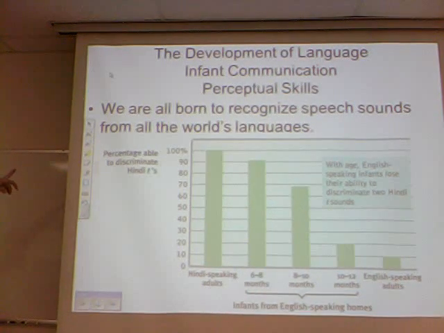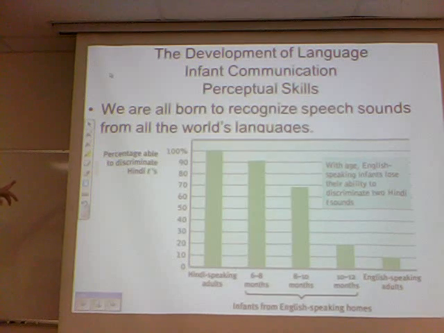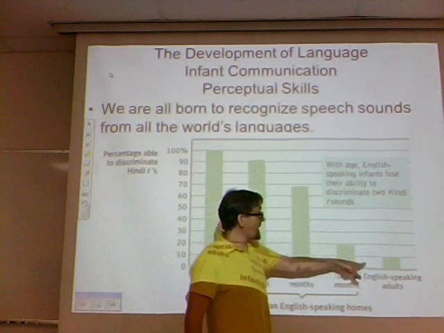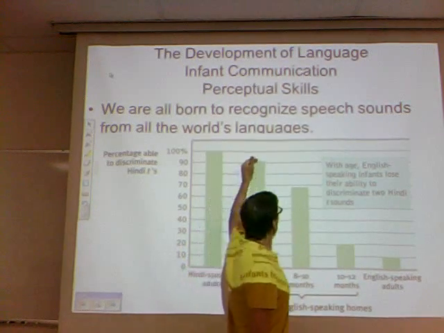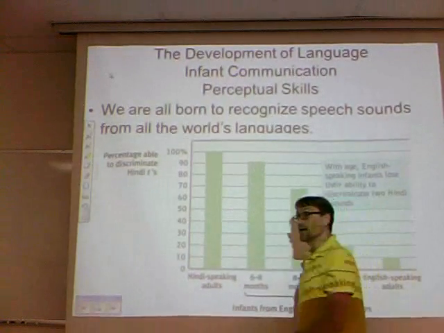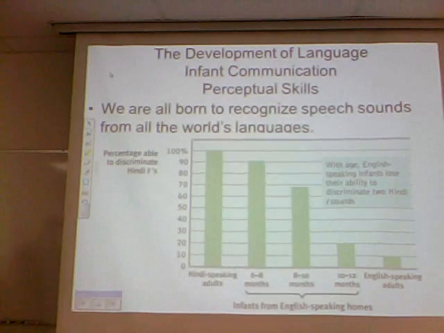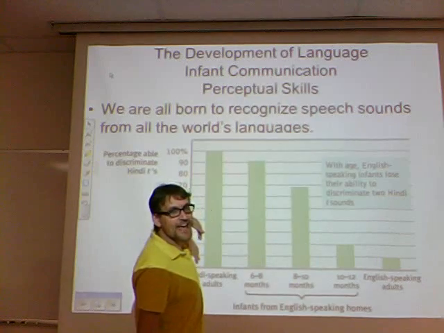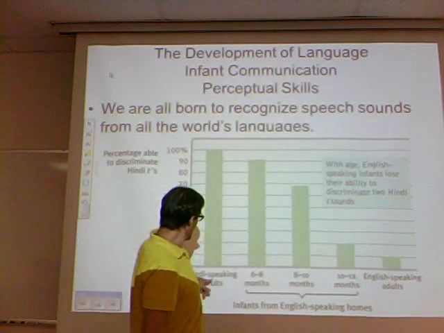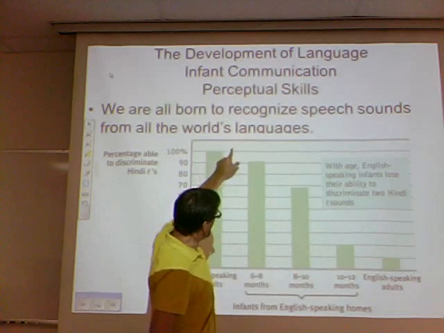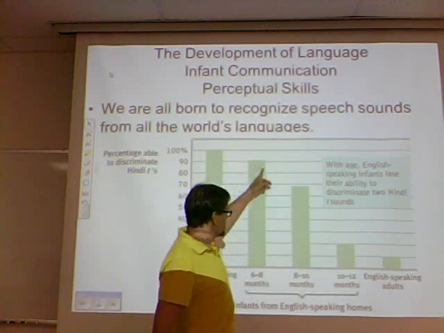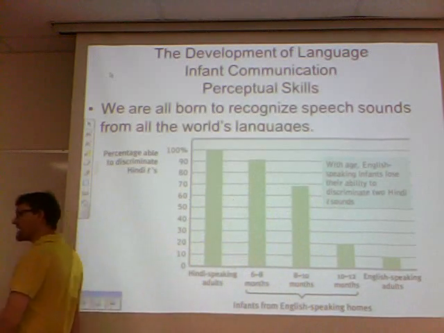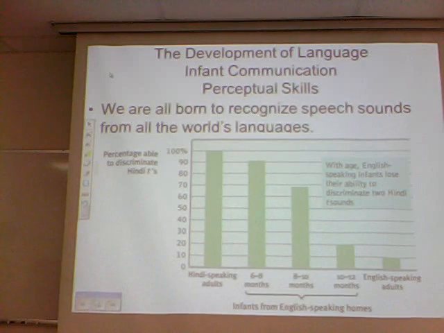But look, we are all born to recognize the speech sounds from all of the world's languages. You got it? Any one of these kids, had they been dropped in a Hindi-speaking home, it wouldn't have looked like this. If they would have been dropped into a Hindi-speaking home, it would have gone like that. Okay? Just like here in America, you could have the same thing, by the way, with R and L. In English-speaking adults, of course they're different. 6 to 8 month old Japanese infants, 8 to 10 month Japanese infants, Japanese adults. And it's like they just don't make a distinction between them. They just don't do it.